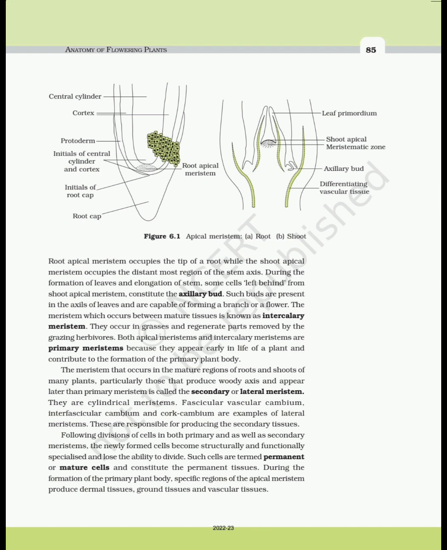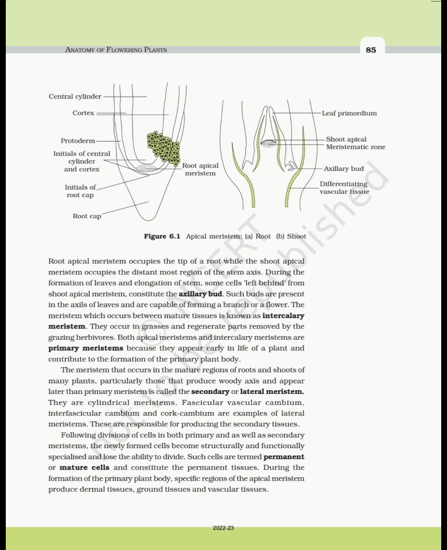Both apical meristems and intercalary meristems are primary meristems because they appear early in the life of a plant and contribute to the formation of the primary plant body. The meristem that occurs in the mature regions of roots and shoots of many plants, particularly those that produce woody axis, and appears later than primary meristem, is called the secondary or lateral meristem. They are cylindrical meristems. Fascicular vascular cambium, interfascicular cambium and cork cambium are examples of lateral meristems. These are responsible for producing the secondary tissues.